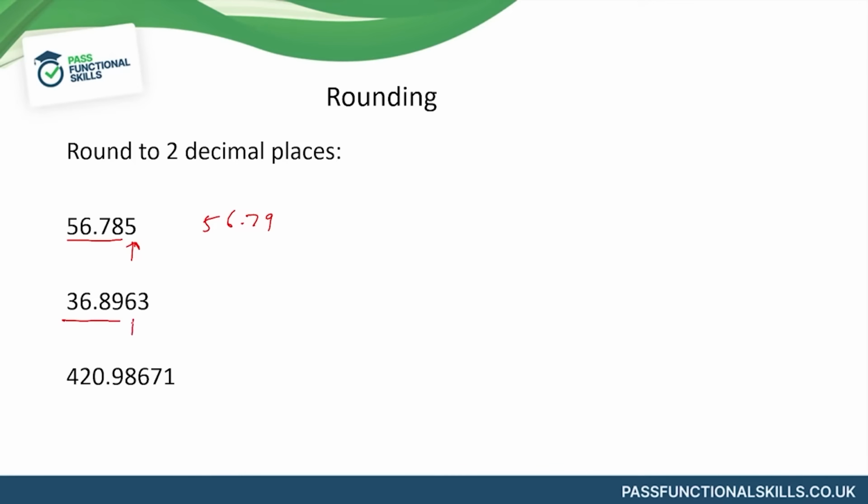Again, we want the third decimal place, we're not interested in the fourth, that's completely irrelevant. Here we've got a 6, so that will move the 9 up by 1, which will create a 10, which means the 8 next to that will become a 9, so that becomes 36.90. And you do have to put the 0 in, because if you ignore the 0, then you've only got one decimal place, and we want two decimal places.